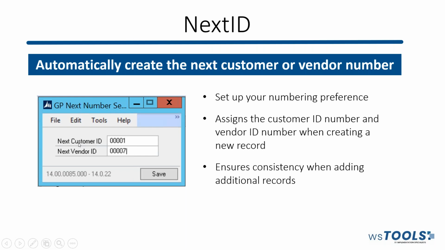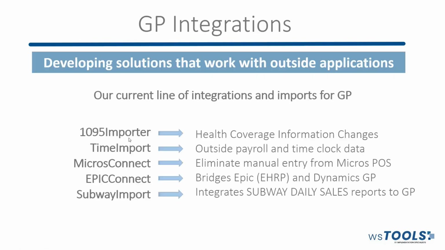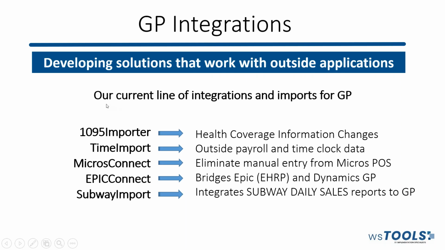Next ID, just for customers and vendors, allows you to put in a sequence number. So for your numbering system, so people don't have to think about, okay, what should that next number be for customer and vendor? You can have it default in from the setup window. Small little change there. And then this last slide for this section just talks about GP integrations overall.